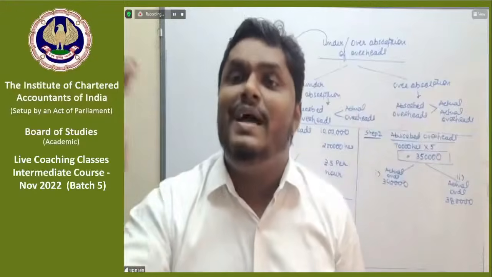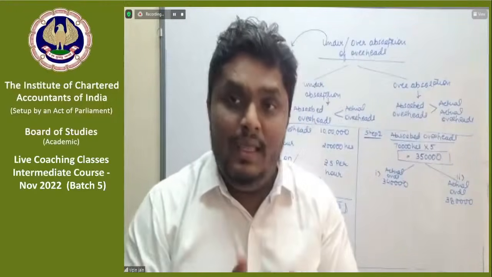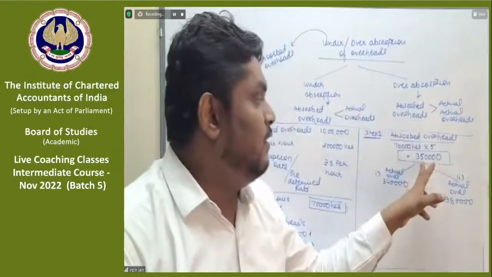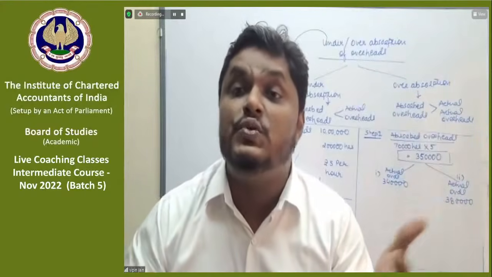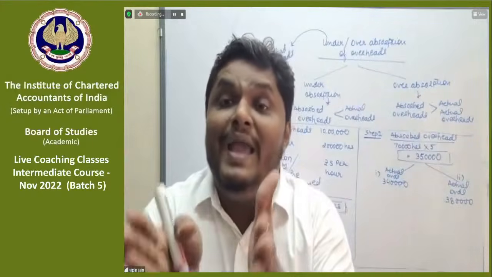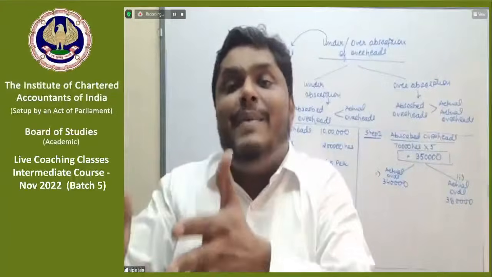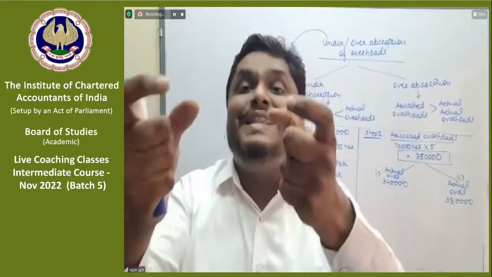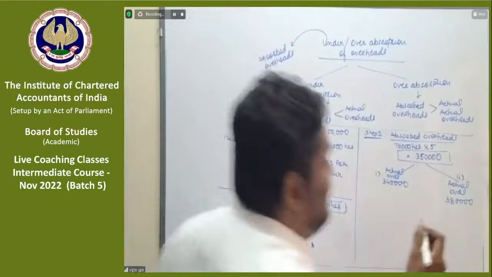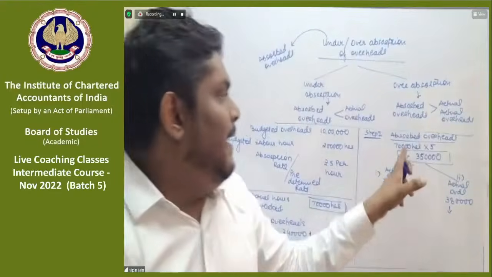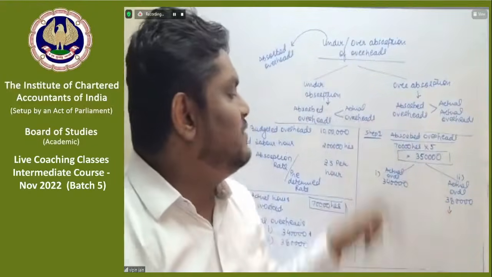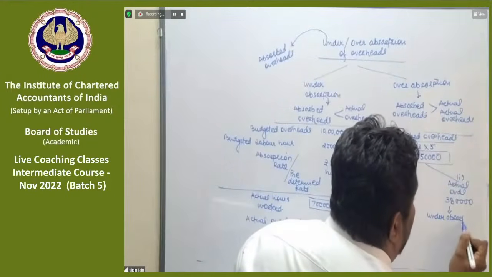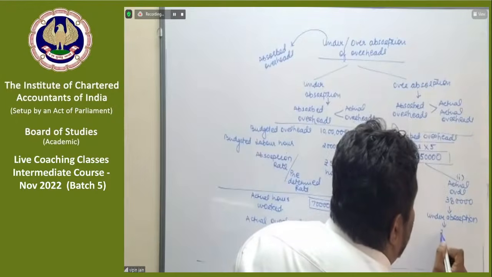Now, how much is the under or over absorption? So guys, listen to me very carefully. My absorbed overheads are 350, whereas my actual overheads in the second situation are 380. It means my absorbed overheads are less than my actual overheads. So this is what we call under absorption. We have absorbed less overheads, less by 30,000 rupees. So this 30,000 will be under absorption.